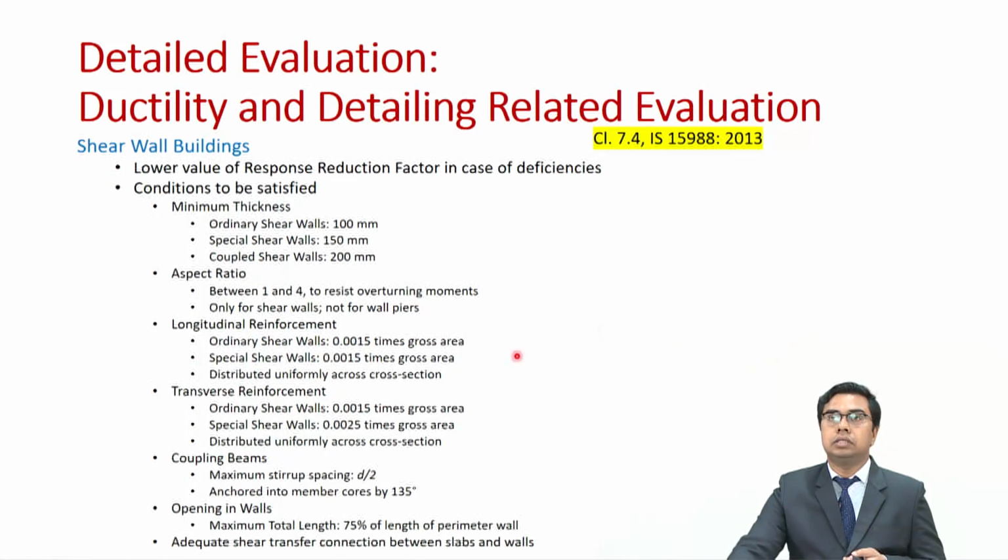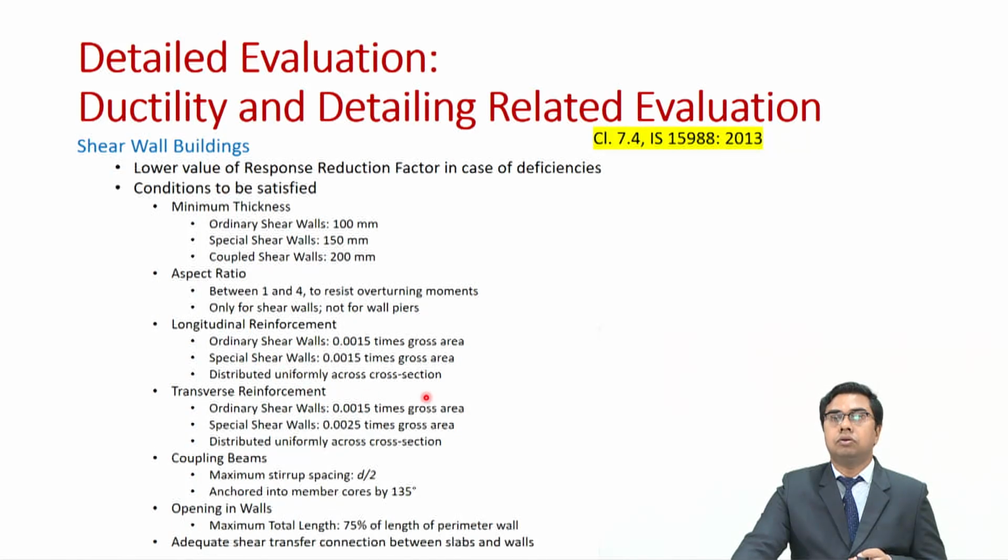So, in this case we will check some of the conditions, such as the minimum thickness of the walls, which shall be 100 mm or 150 mm or 200 mm based on ordinary shear wall or special shear wall or coupled shear wall. The aspect ratio of the wall shall be between 1 and 4 to resist overturning moment, and this is true only for shear walls and not for wall piers. The longitudinal reinforcement shall be expressed in terms of gross area of the shear wall depending on whether it is an ordinary shear wall or a special shear wall.